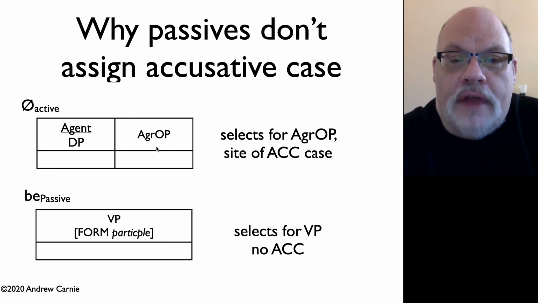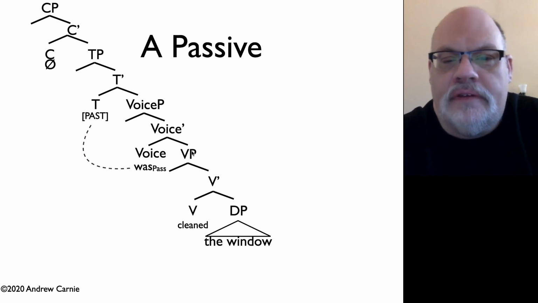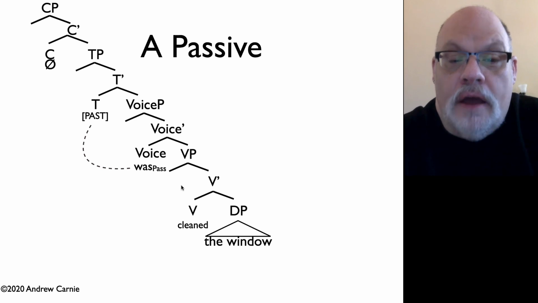So if we contrast our previous tree to a passive tree, what goes on in passive is the reason this verb doesn't assign accusative case is because there's no AgrOP here. The voice selects directly for VP instead of for AgrOP. And as a consequence, there is no accusative case marking on this object. So the object has to look elsewhere for its case marking.